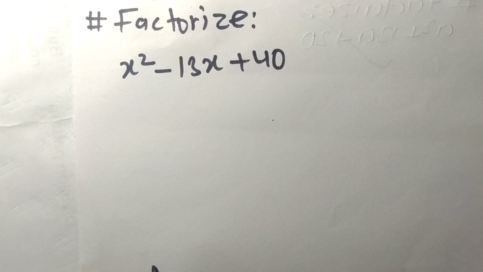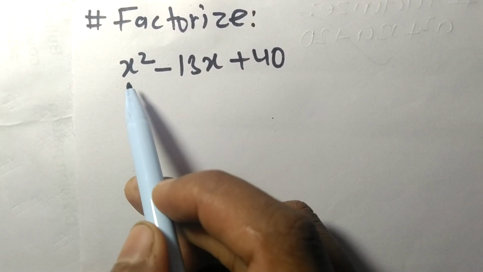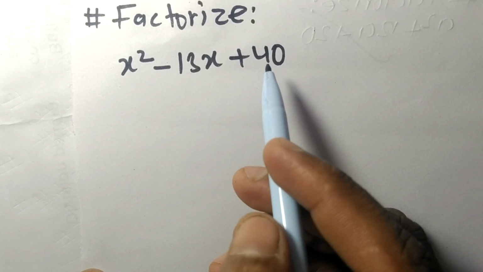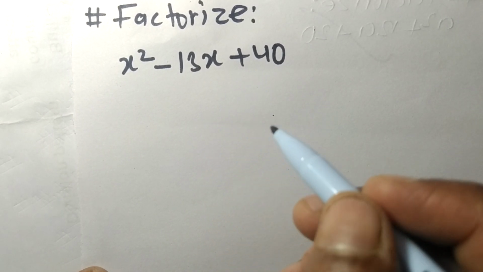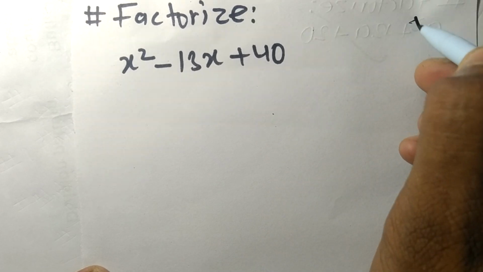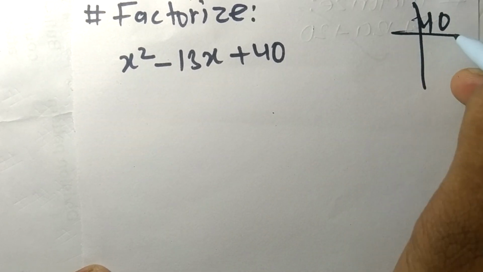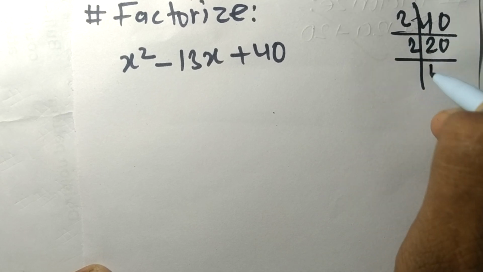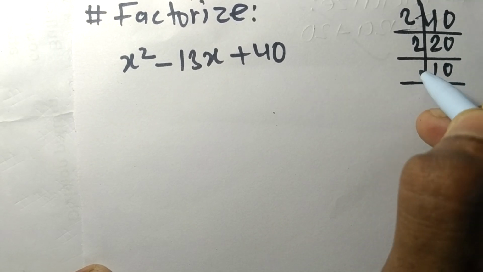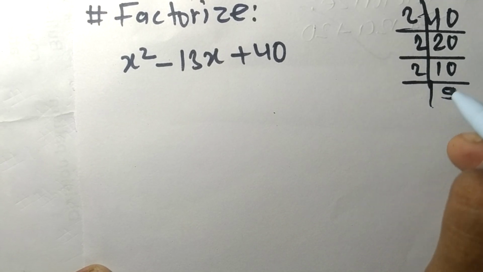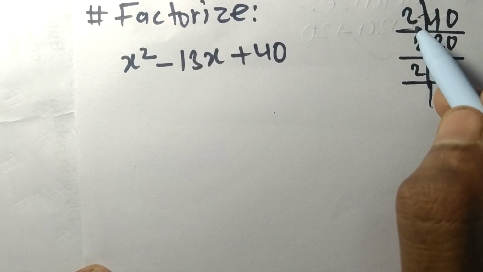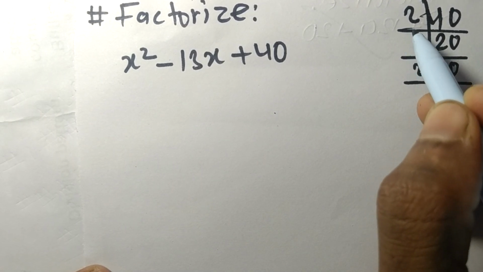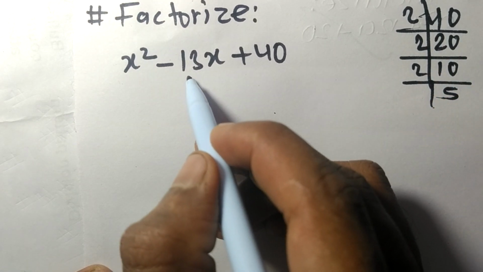So today in this video we shall factorize x square minus 13x plus 40. So first we factorize the last number 40. So it is 2 times 20 means 40, 2 times 10 means 20 and 2 times 5 means 10. So now we got 2, 2, 2 and 5, and by multiplying among them we need 13.